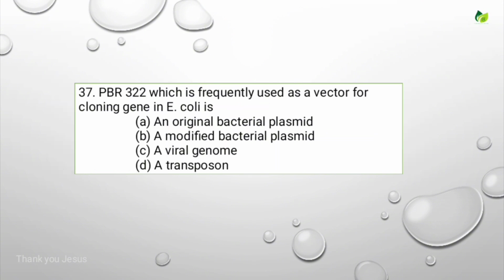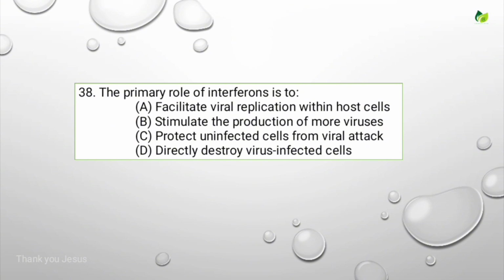PBR322, which is frequently used as a vector for cloning gene in E. coli is. Options are an original bacterial plasmid, a modified bacterial plasmid, a viral genome, a transposon. For this, the correct answer is a modified bacterial plasmid. Let's see the next question.